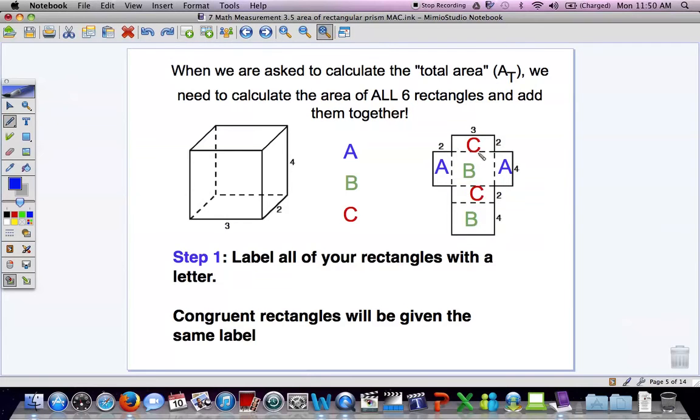The last one is our C. The C, this area right here, is 2 by 3, which is also replicated right here at 2 by 3. Remember what I said about how opposite faces are the same? Well, if you roll this net back up into a rectangular prism, you would see that this face is opposite to this face, and therefore they're the same, and that face is opposite to that face.